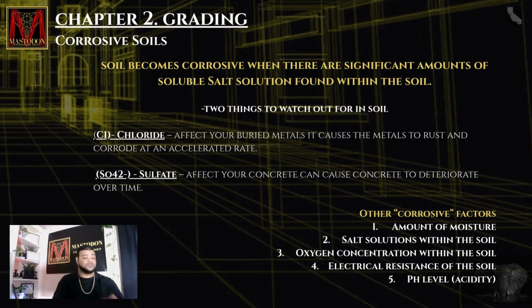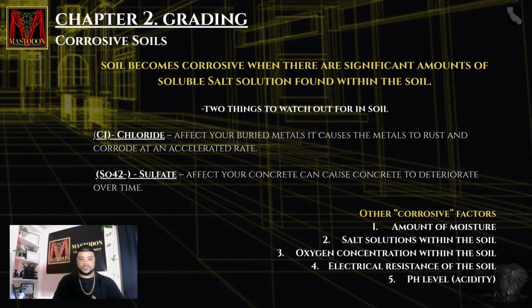So any metals, piping, water pipes, anything you put in any piping that you've put for utilities, even rebar that you put in the ground, there's chloride within that soil. It's going to corrode it a lot faster, making it brittle and weaken it.